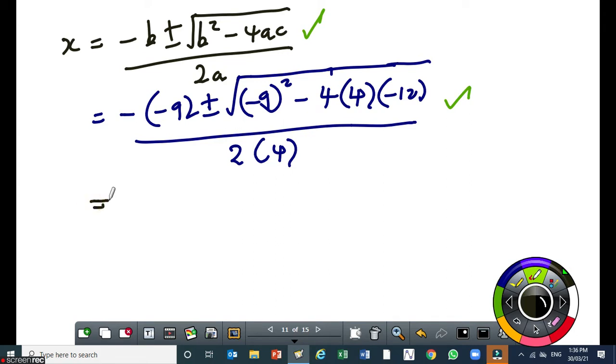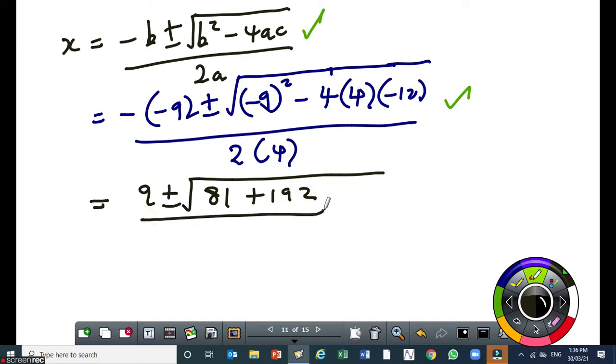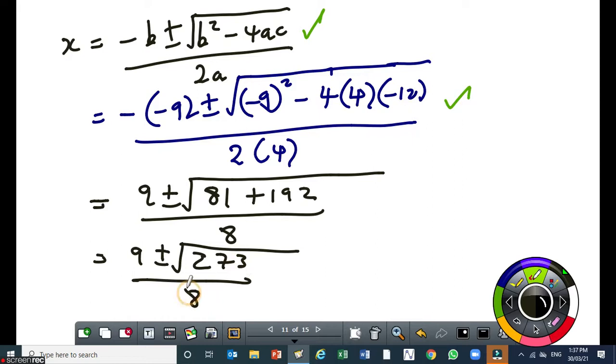This becomes positive 9 plus or minus the square root of 81. 4 times 4, that's 16. 16 times 12, that will give me 192. So that's positive 192. Just verify that for me. Then if you add, 9 plus or minus the square root. If I add those two, I'll get 273. Now, 273 is not a perfect square.